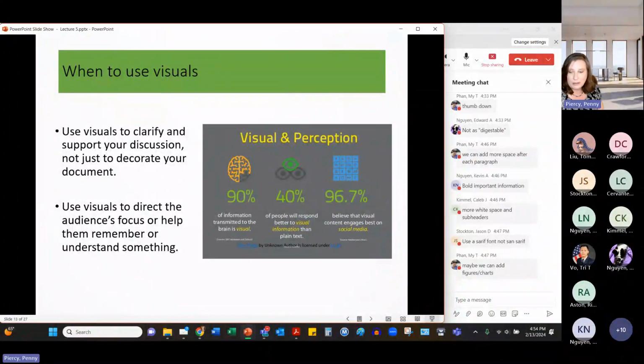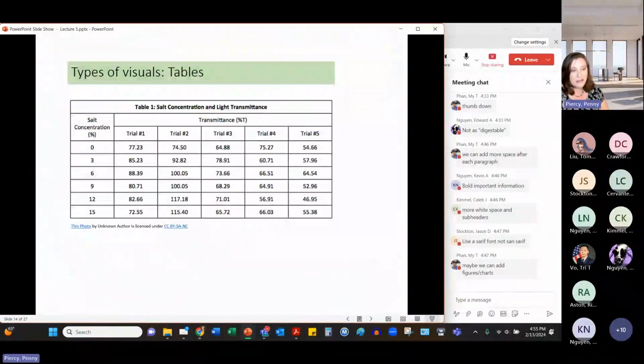So in the textbook, there are sort of four broad categories of visual methods of conveying information, and we're going to look at them each one by one because they have different sort of goals and purposes. So the first type of visual that you might see in a lot of technical communication is a table.